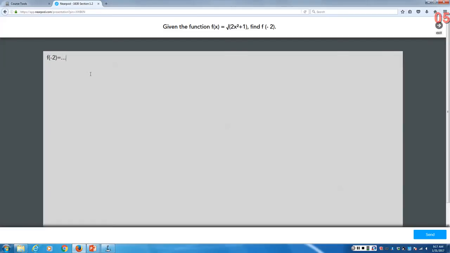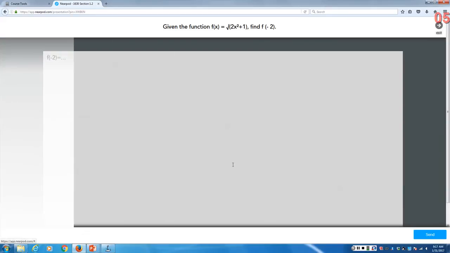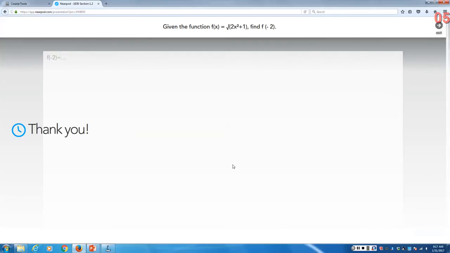And then once you've typed in your answer, you just hit send. And it'll give you a screen that says thank you. You can still see your answer, kind of blurred in behind it. It'll say thank you. I'm still missing a couple of answers from folks. This is not an optional exercise, folks. You have to answer.